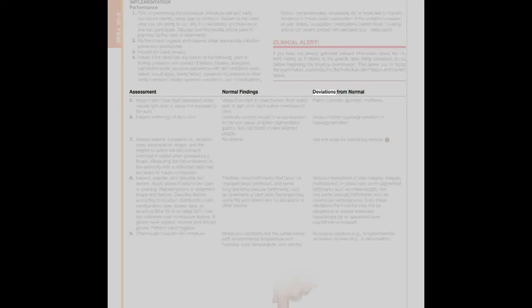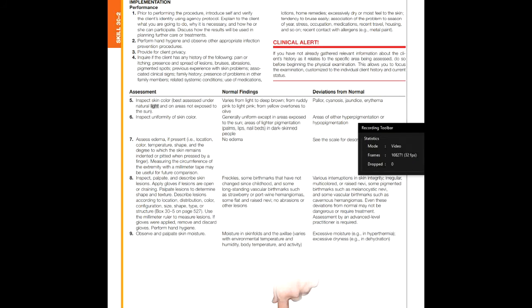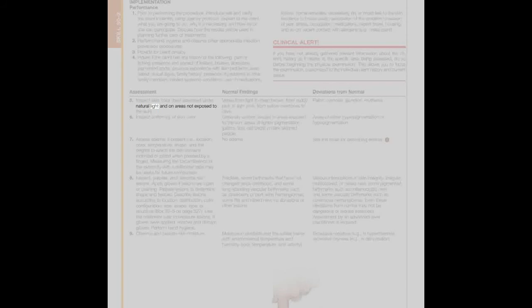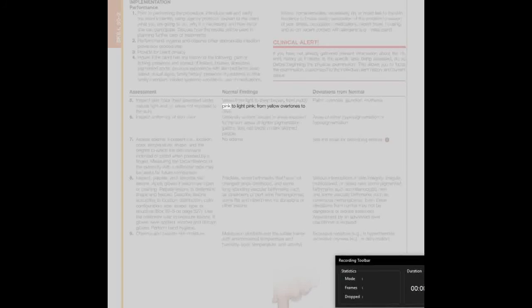Assessment, normal findings, deviations from normal. 5. Inspect skin color, best assessed under natural light and on areas not exposed to the sun. Varies from light to deep brown, from ruddy pink to light pink, from yellow overtones to olive. Pallor, cyanosis, jaundice, erythema.